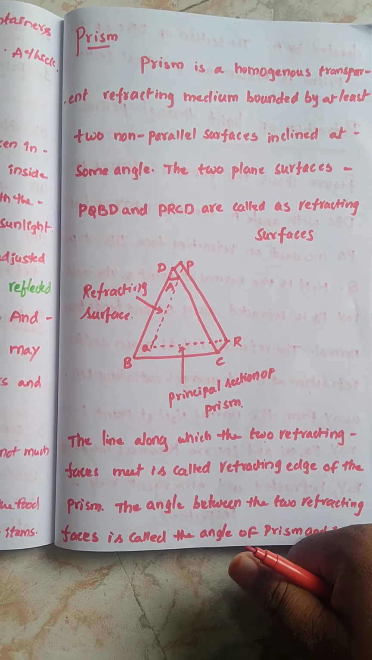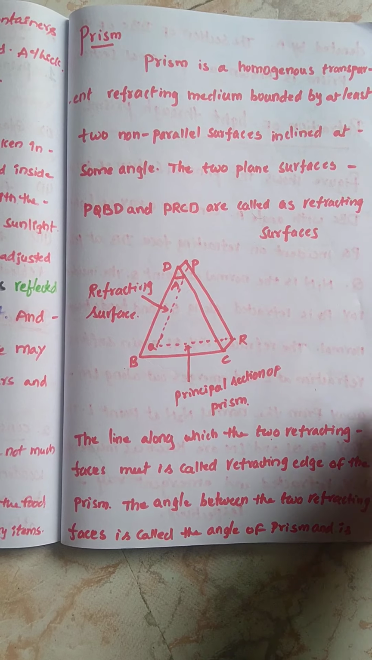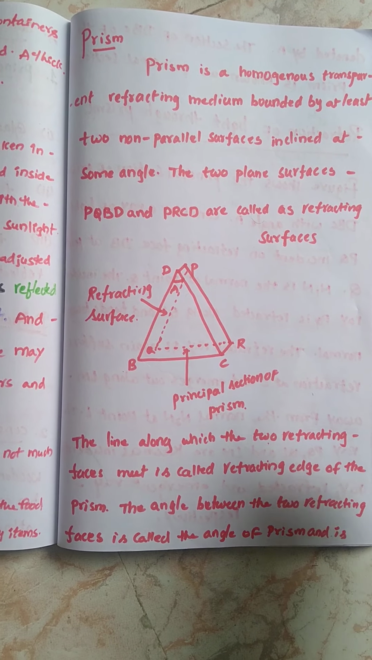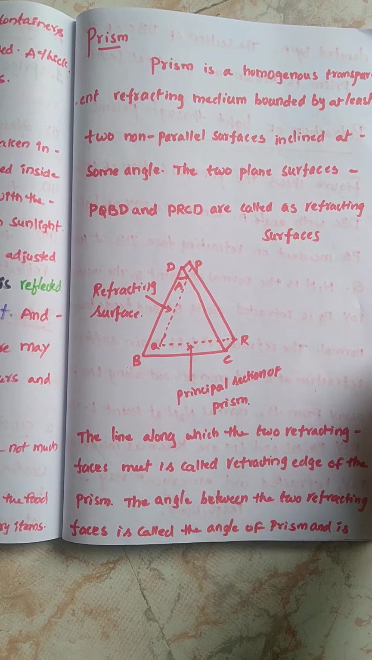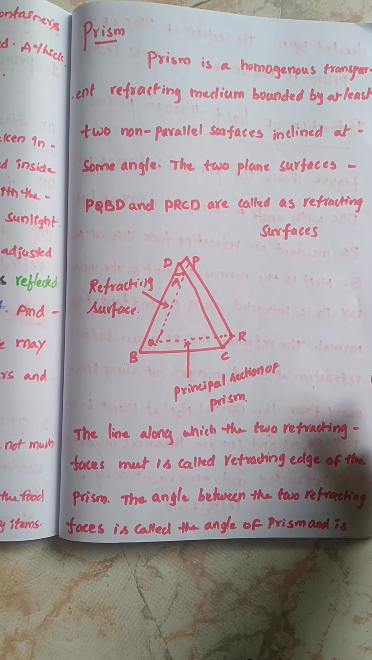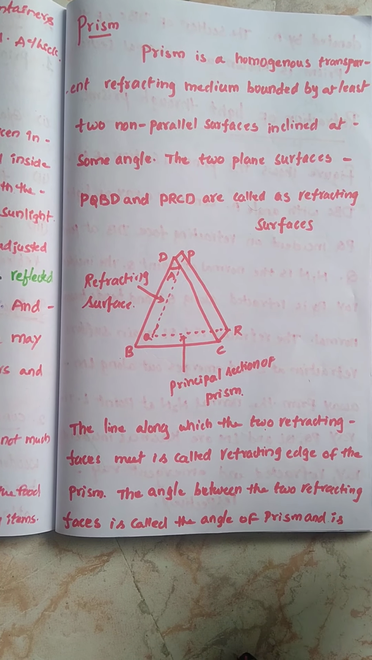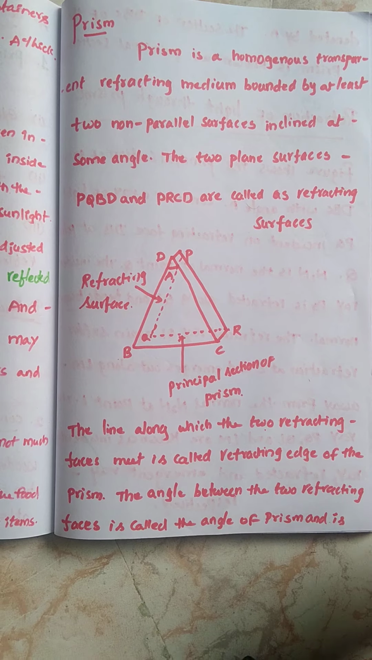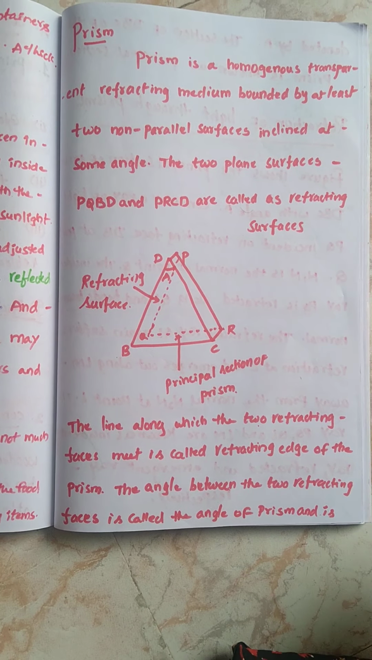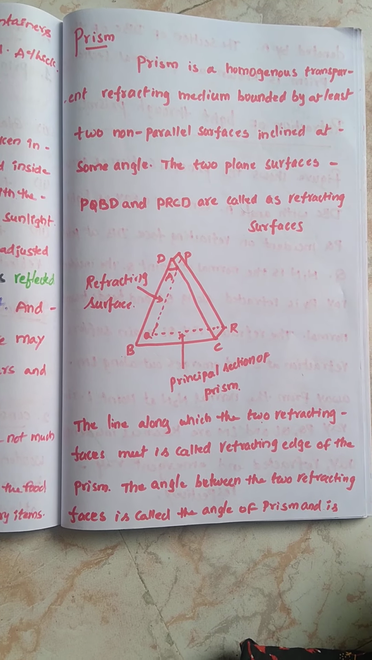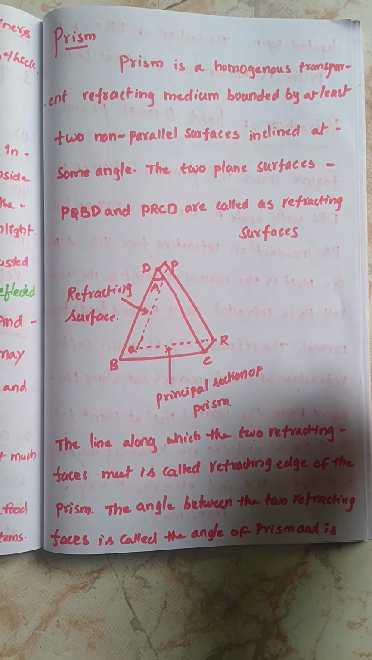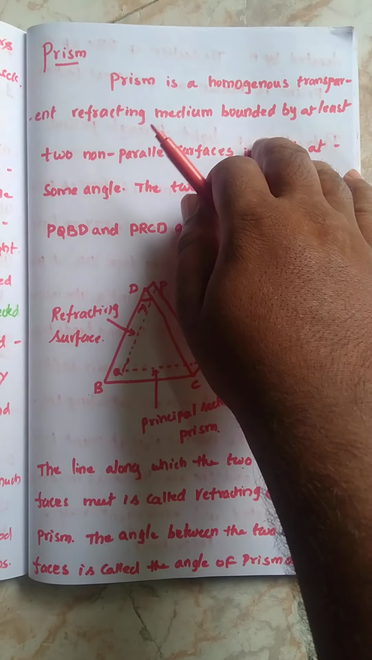Now, today I am going to discuss one more lecture that is about the prism: how we define a prism, and how we can calculate the angle of deviation using refraction of light through a prism, using those angles. Now we will see.